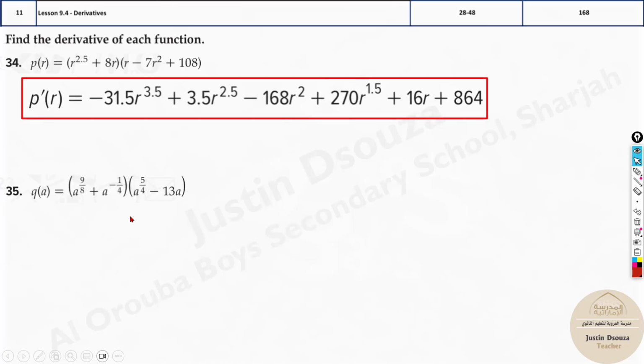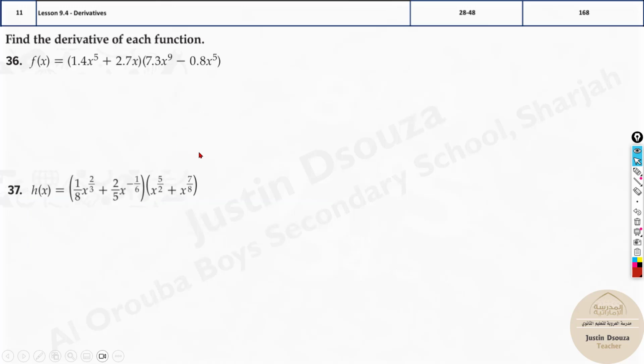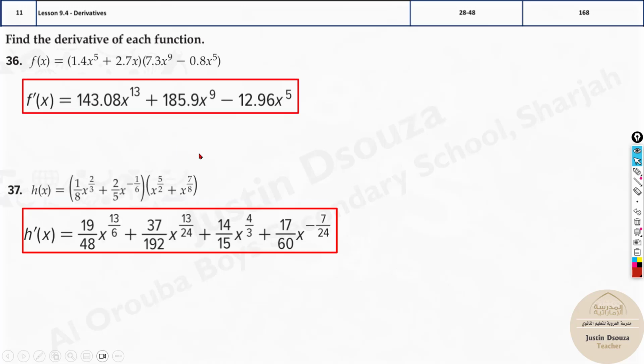Same thing here. Now here the variable is r. We don't have x, that's fine. Over here it's a, that's fine. You need to derive with respect to a, that's it. Even over here, straightforward problems.